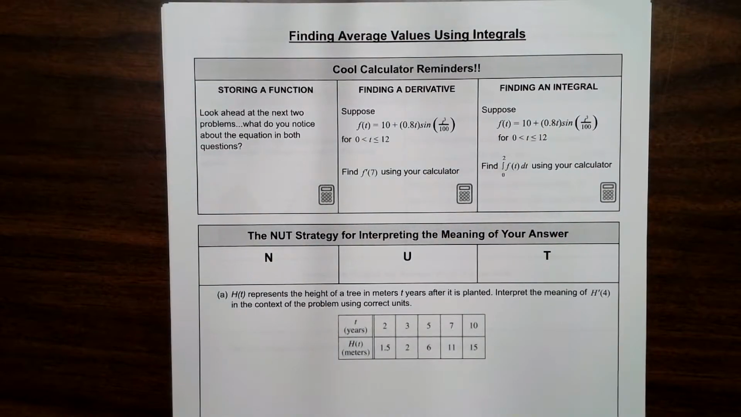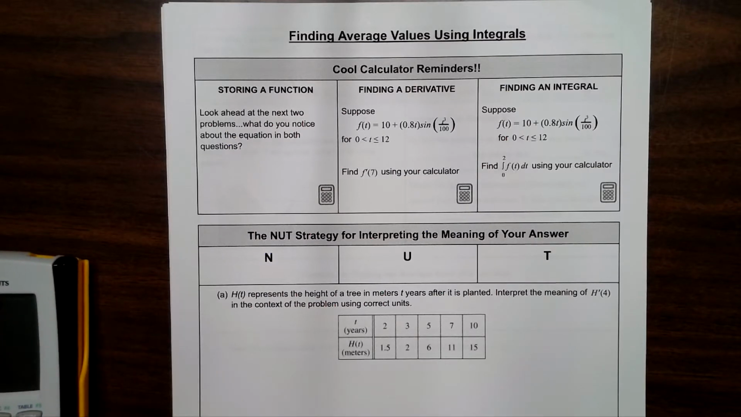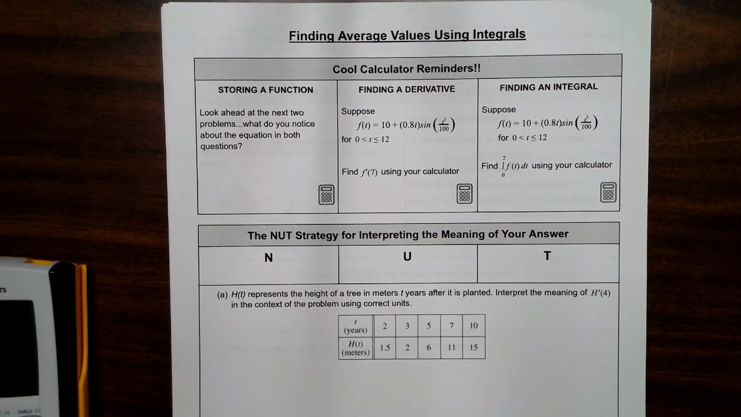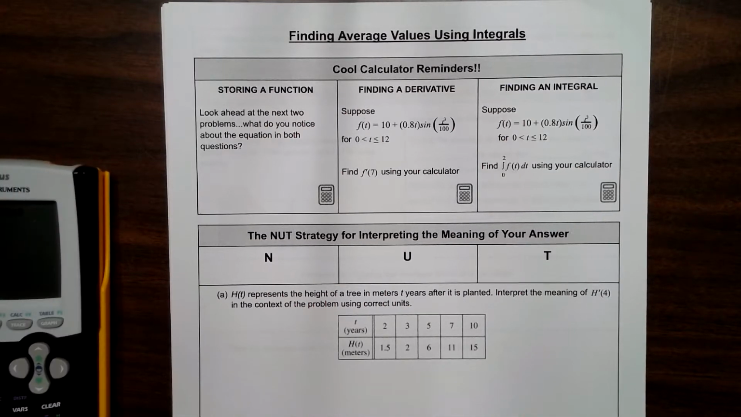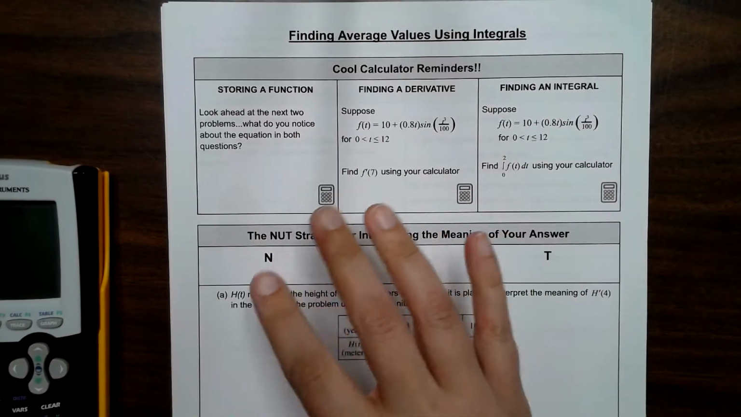A lot of times on the AP test in an FRQ where you're going to be having multiple parts to the problem, this is what's going to happen. They're going to give you one equation and they're going to ask you to do multiple things with it. What your calculator can do is actually store a function so that you don't have to keep typing it in over and over again. I'm going to show you how to do that right now so that you can find a derivative and find an integral on your calculator.